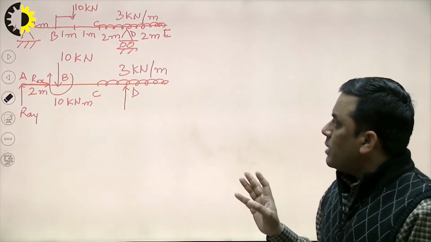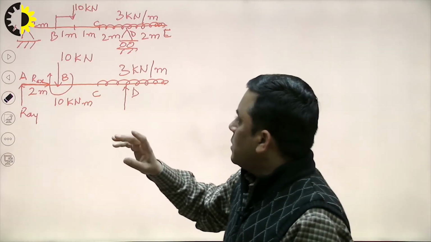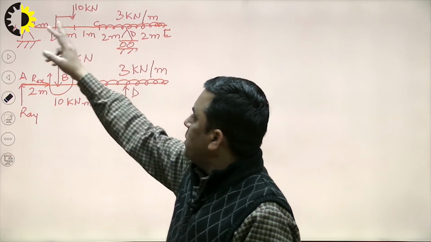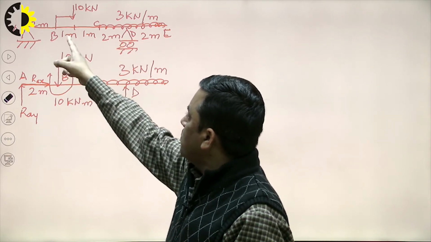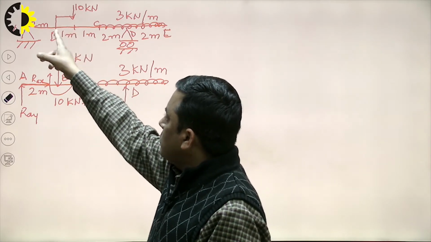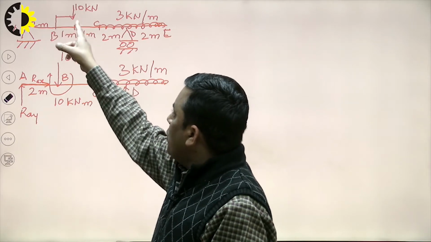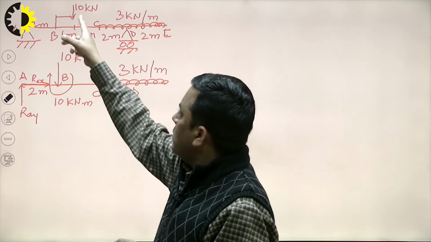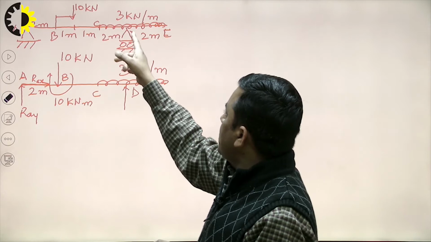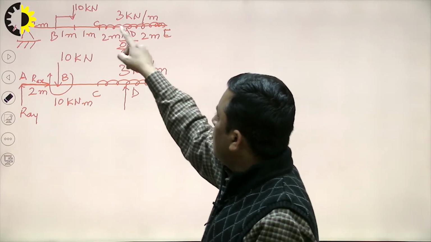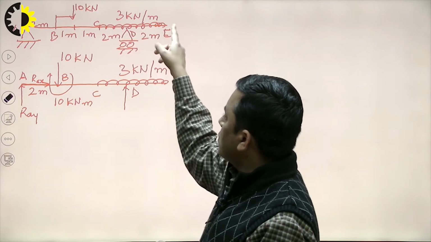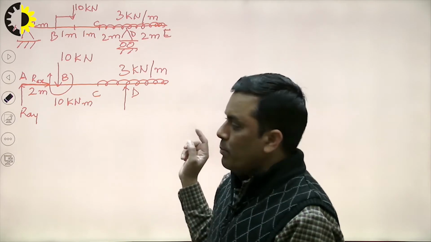So, here comes the problem. Here you can see a beam A, B, C, D, E. The dimension between A and B is 2 meters, and then 1 meter. A bracket arrangement is there at point B. So the load is not directly on the beam; the load is applied on the beam through a bracket of 1 meter length, and a 10 kilonewton load is there. Then from point C to D, the distance is 2 meters, and between D and E it is 2 meters. Between C and E the load is not a point load, it is a uniformly distributed load, with intensity given as 3 kilonewton per meter.